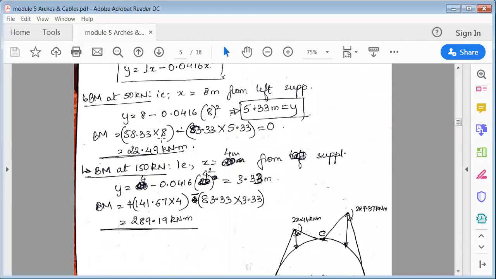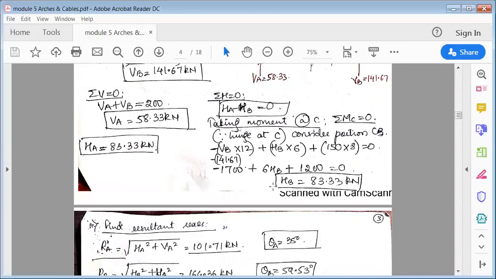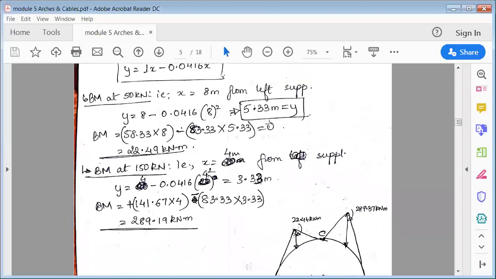So 58.33 into 8 is clockwise, so positive. Then this is going anti-clockwise, that is 83.33 into this distance, anti-clockwise. So sum this up and find out how much is the bending moment. It is 22.49, that is at a distance of 8 meter because of the 50 kilonewton load.